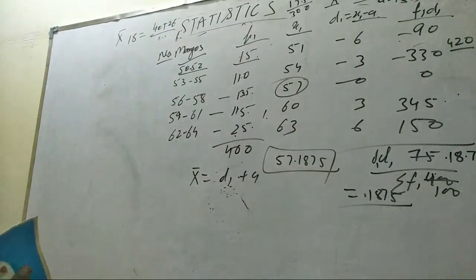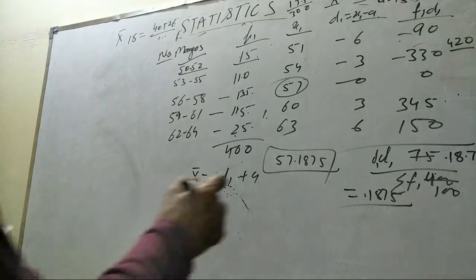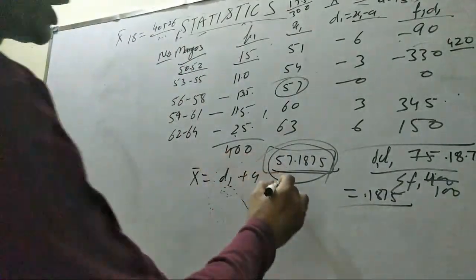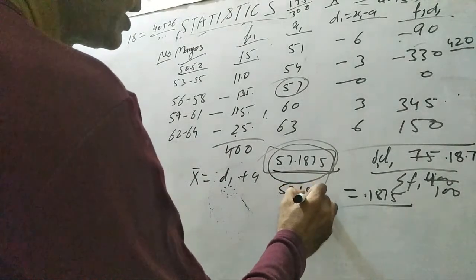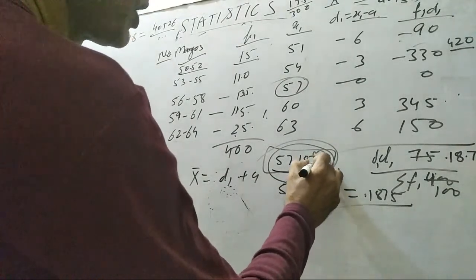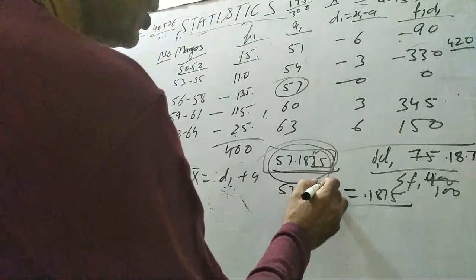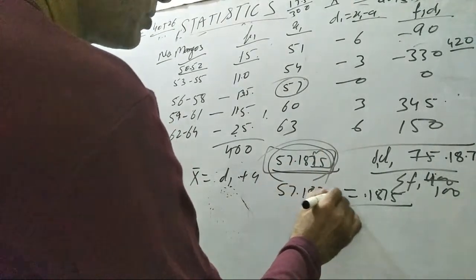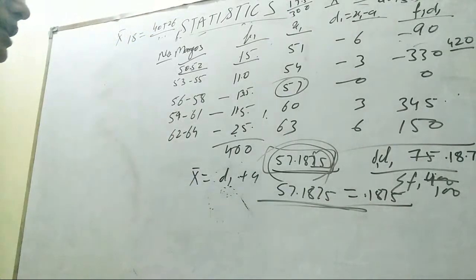and our answer will be, check here, 57.19. But this is exact data of this answer. He is saying 57.19. This 75 change into one extra, but we have 57.1875. This data is more near to the answer.